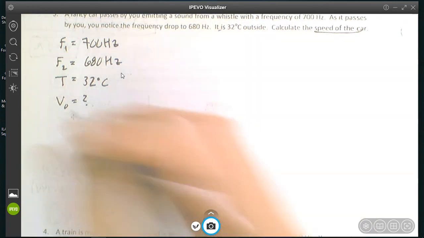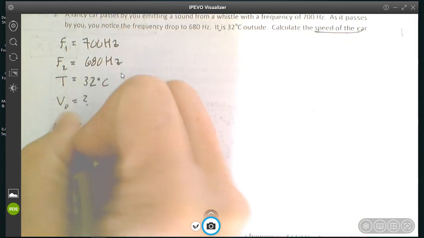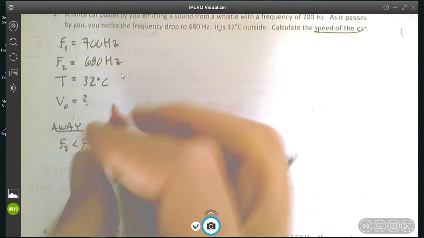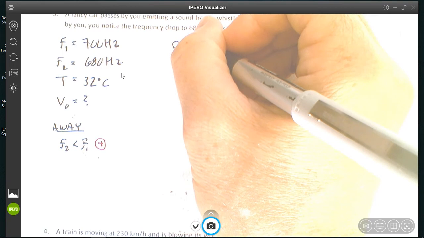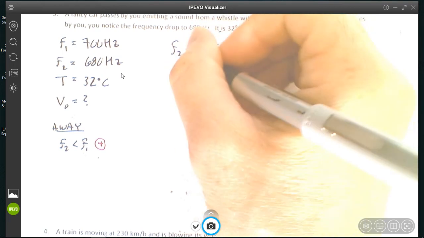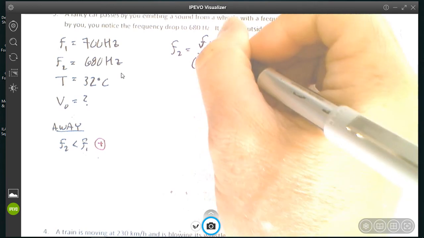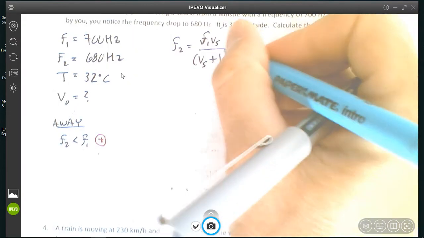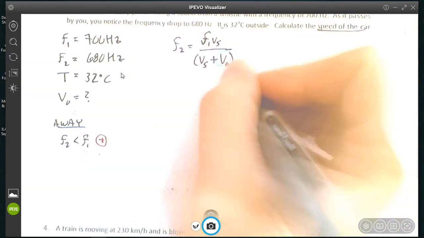So VO, this one's a little trickier. It's moving away. And since it's moving away, F2 is less than F1, which means we must be using the plus sign of the equation. So we write F2 equals F1 Vs over (Vs plus VO), like this. VO stuck down there. Now, some of you are going to start to panic. You might cry a little bit, but just follow the math.